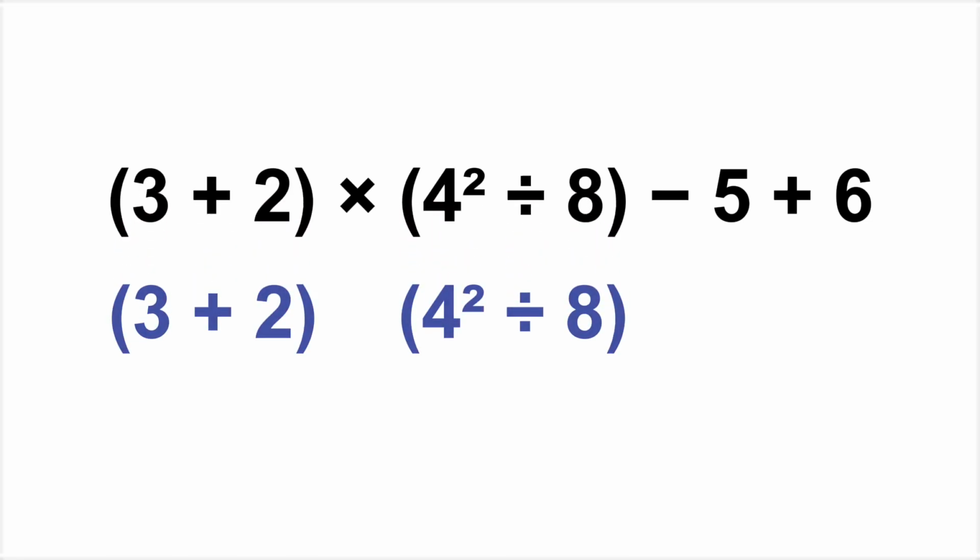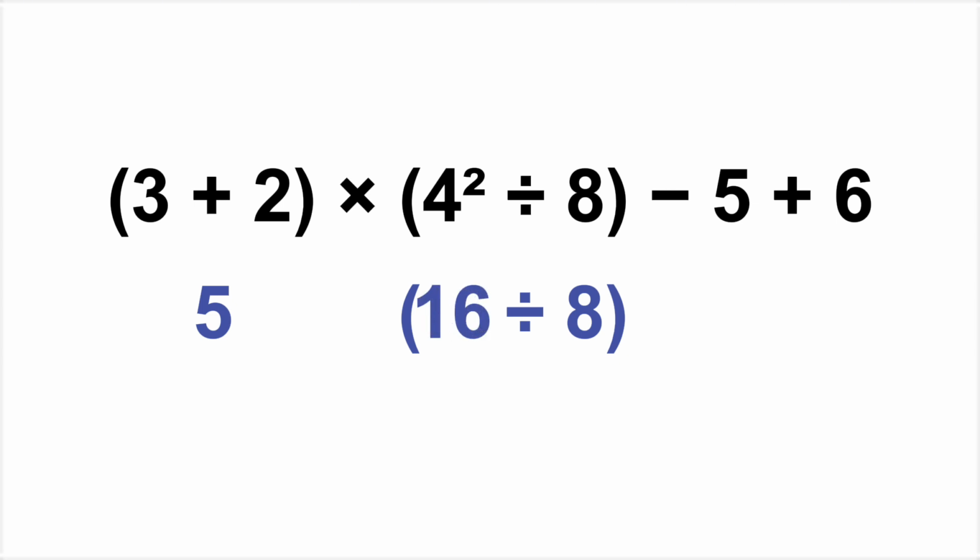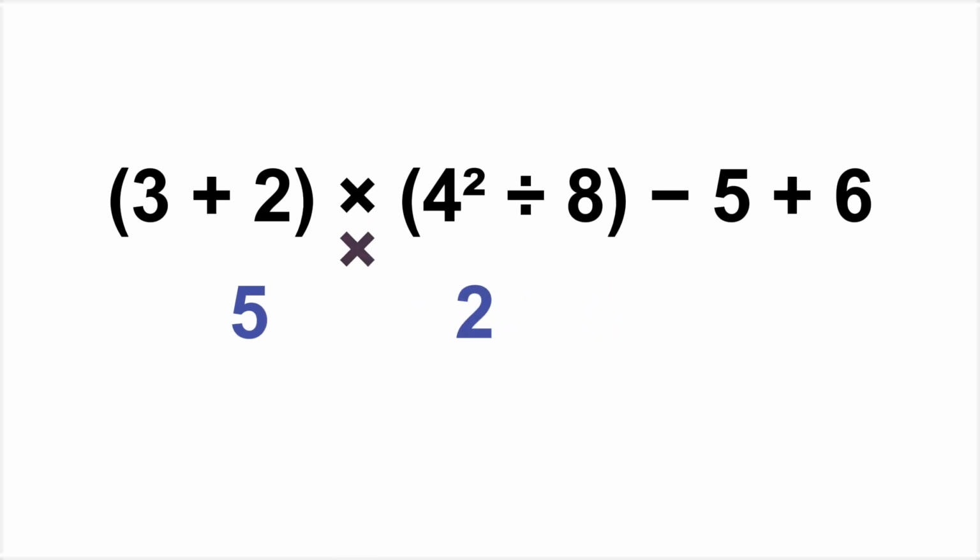First, solve both the brackets. To solve the first bracket, you just need to find the sum of 3 and 2, which is 5. To solve the second bracket, first start by solving the indices. Make sure to still use BIDMAS inside the brackets. 4 squared is 16, and 16 divided by 8 is 2. Now we can multiply these two answers together to get 10. Finally, we need to subtract 5 from 10 to get 5, and add 6 to get a final answer of 11.